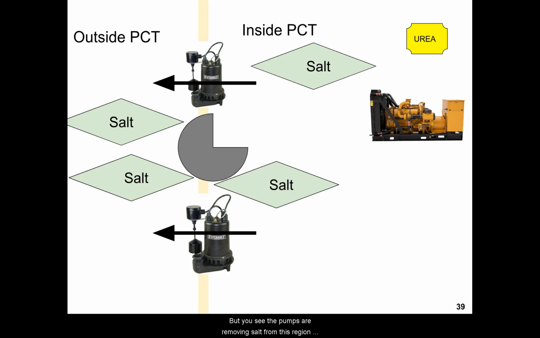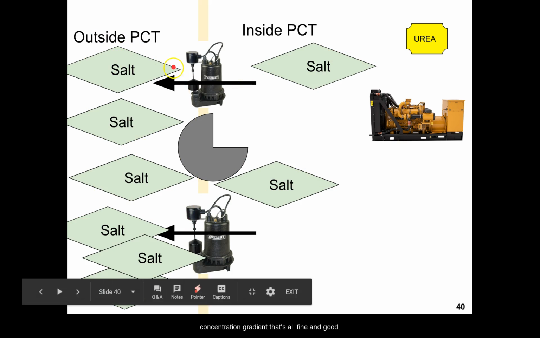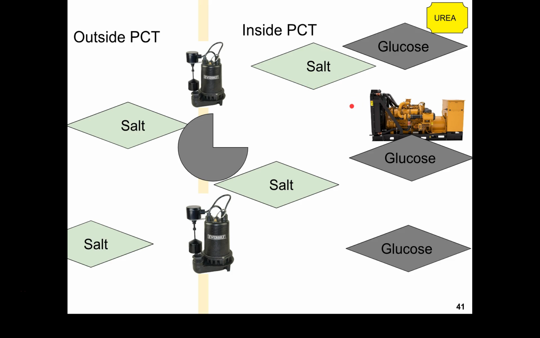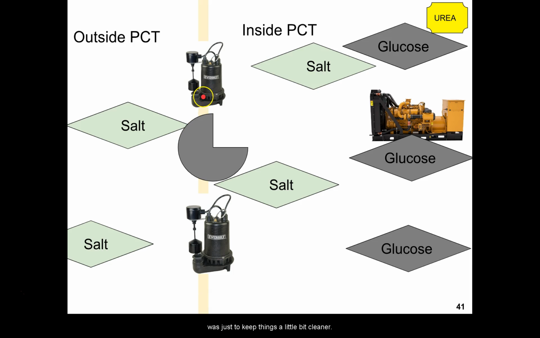But you see the pumps are moving salt from this region of low concentration here to this region of high concentration out here, against their concentration gradient. And that's all fine and good because, again, we have pumps, we have lots of mitochondria. But we also have lots of glucose in here. And that was not meant to suggest that the salt concentration outside the PCT just dropped. It was just to keep things a little bit cleaner.